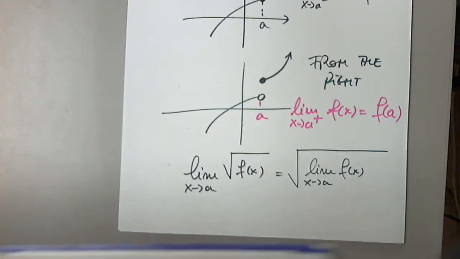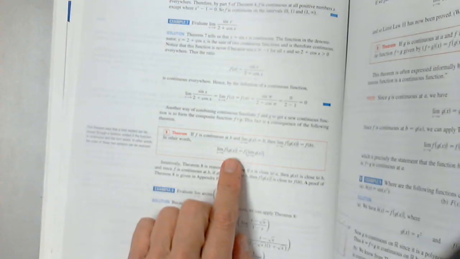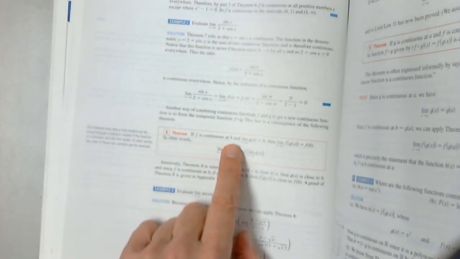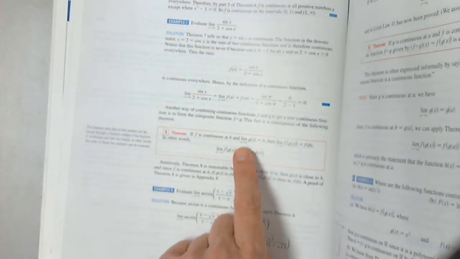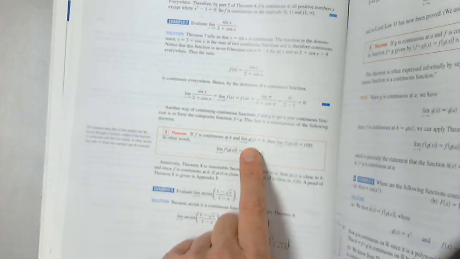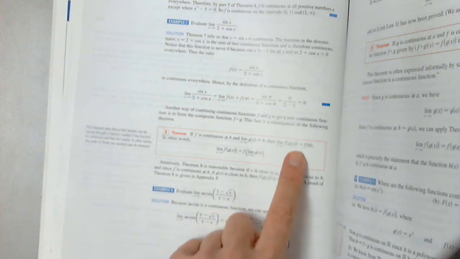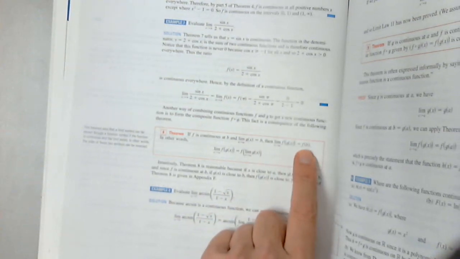So now I would like to show you the theorem. I'm not going to test you on this theorem, but we are going to use it. Not today, however. That's why I don't even want to talk too much about it. But let's read it together. It looks very difficult and sophisticated. It's not. If f is a continuous function at b, and the limit of g of x as x approaches a is b, right? Then the limit of f of g of x is f of b.